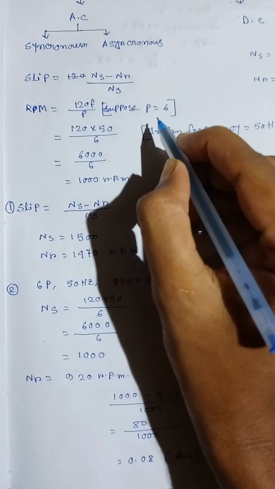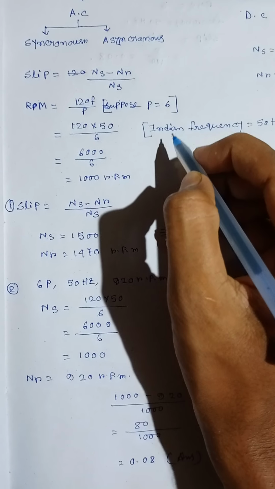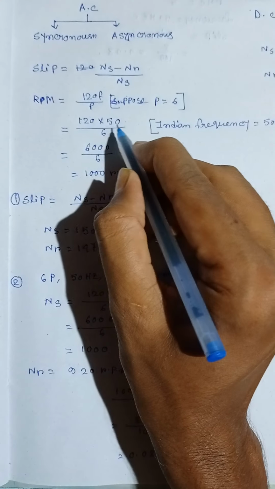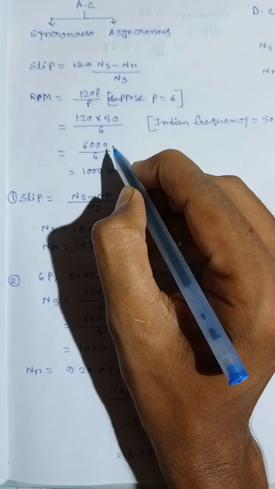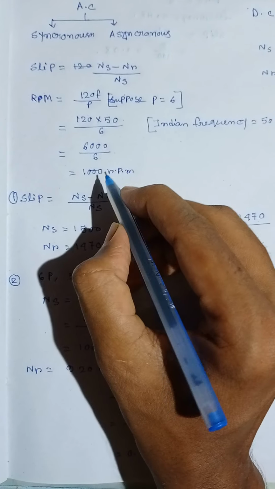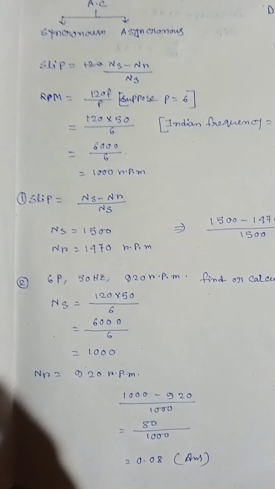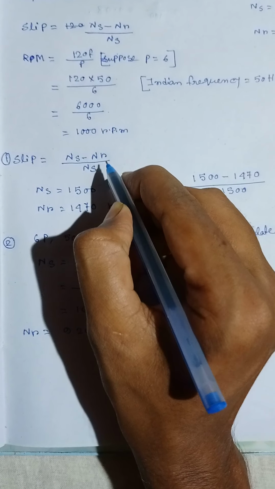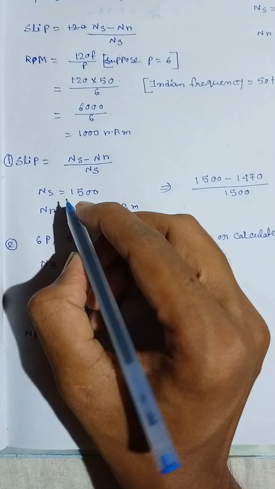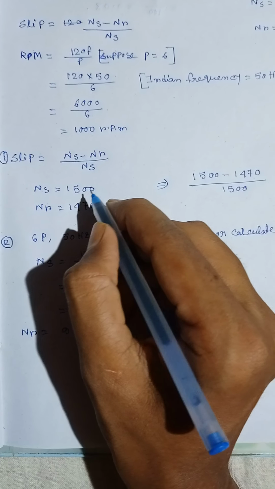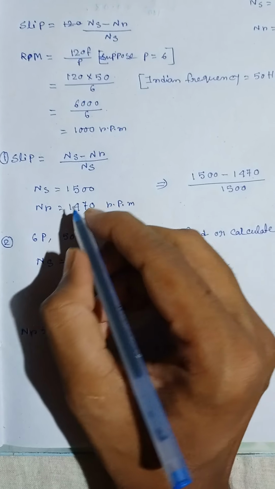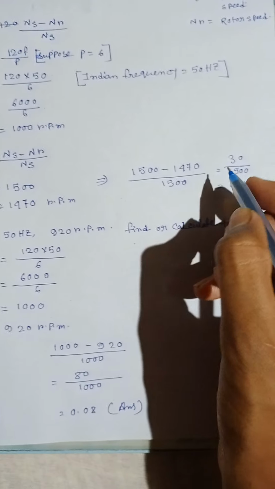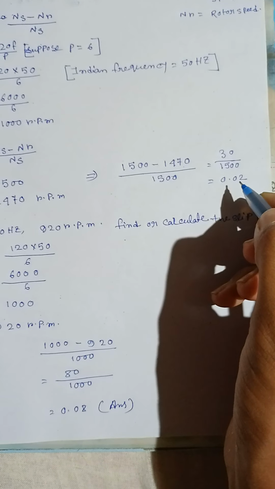Suppose we have the pole value 6, and as we know the Indian frequency is 50 Hz, then we calculate 120 into 50 divided by 6, and the answer is 1000 rpm. Okay, we can consider slip equals ns minus nr by ns, where the value of ns is 1500 and nr is 1470 rpm, and we calculate this equation, and the answer is 0.02.